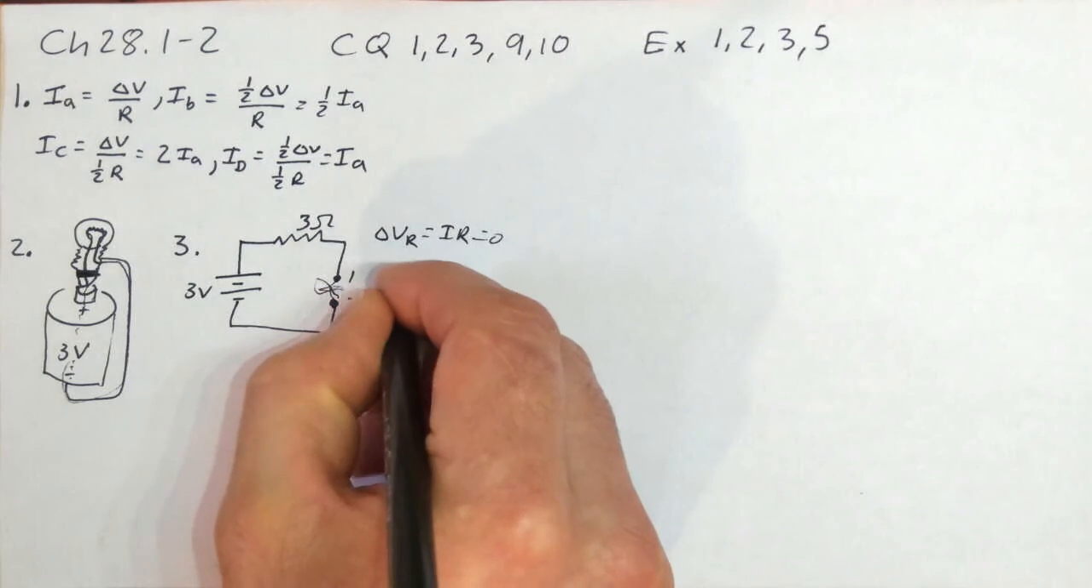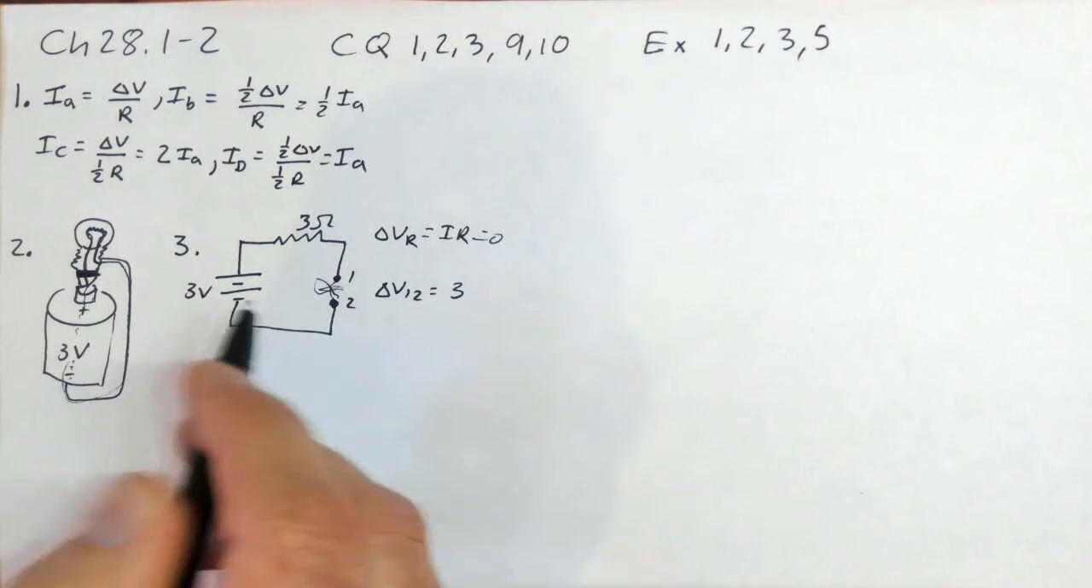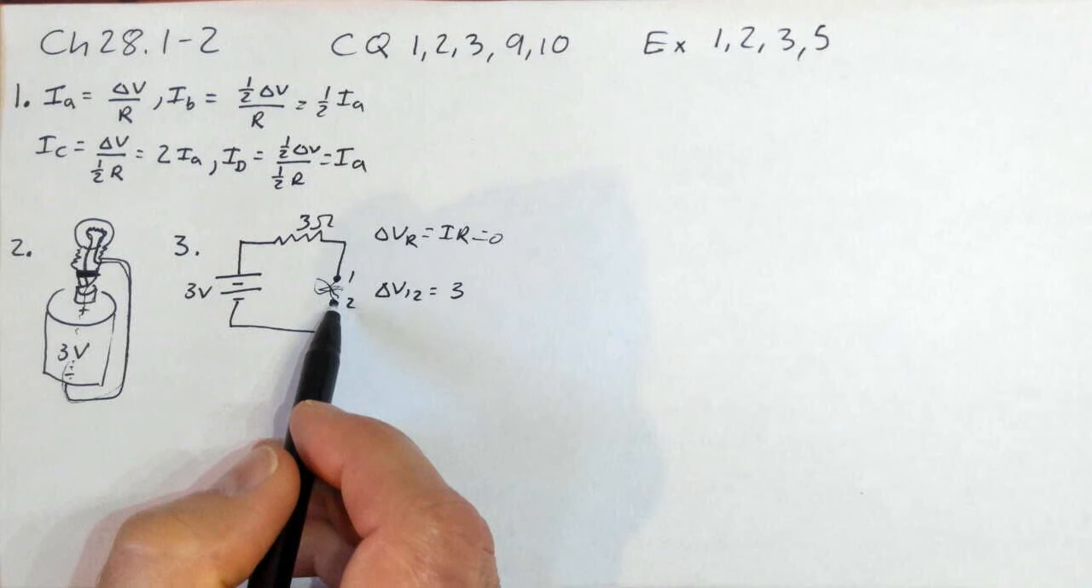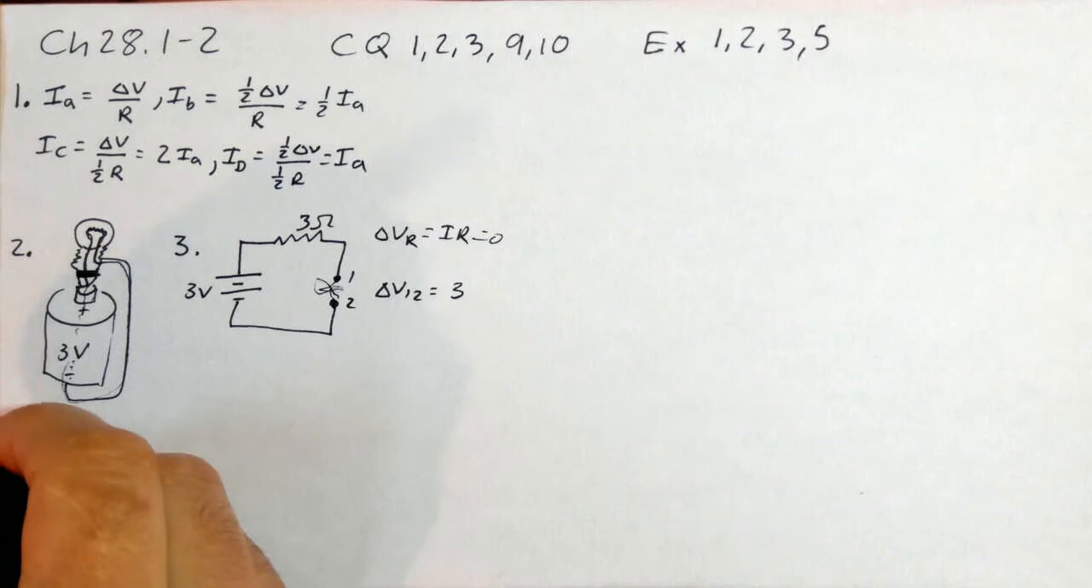So delta V12 is equal to 3, with 1 being at the higher potential and 2 being at the lower potential. So remember, voltage drops across resistors require current to flow through them. If current's not flowing through them, by whatever means, that means there's no potential drop. Okay, let's jump to 9.